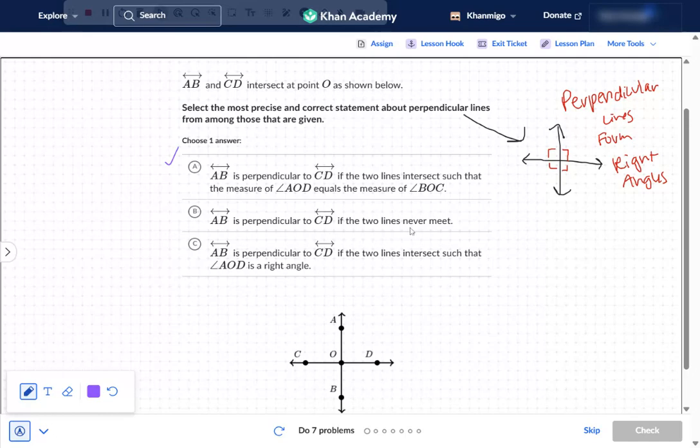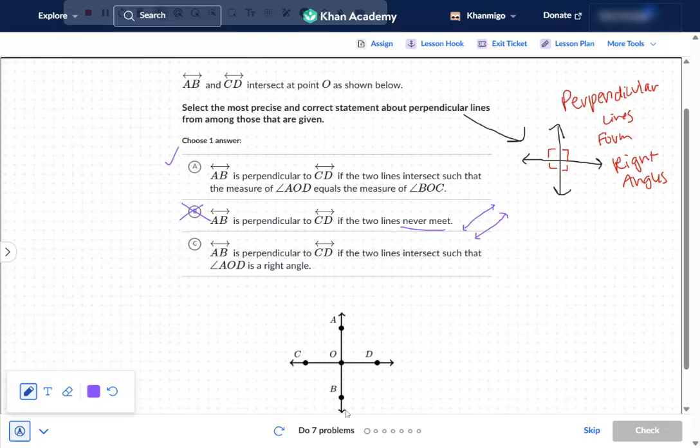If the two lines never meet, oh no, those would be parallel lines, right? When they never cross over, they never intersect. But that's different than perpendicular. They do intersect. They form a right angle. So not option B. Let's check option C.